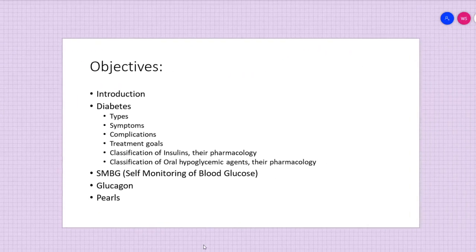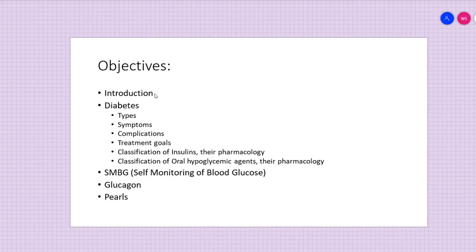So the objectives for this lecture is we're going to look at introduction. Specifically in introduction, we're going to look at how the human body handles glucose. So basically the physiology of glucose absorption. And then we're going to look at the biosynthesis of insulin.